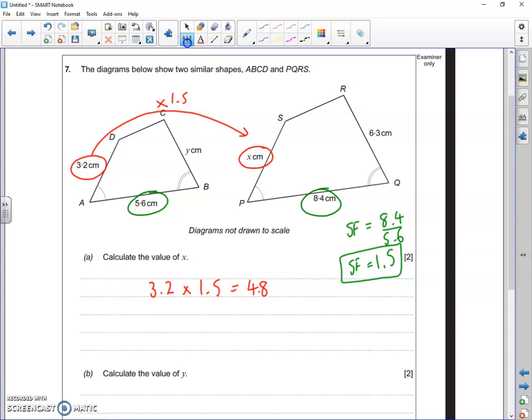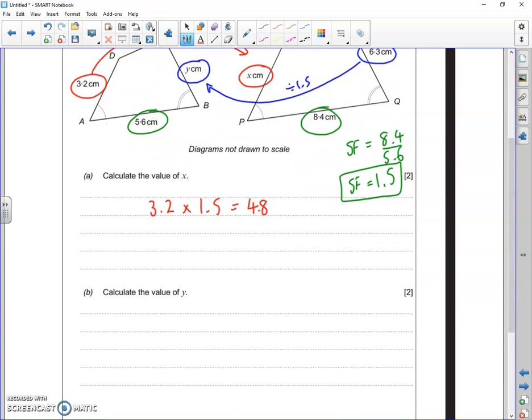So that's x. And then y is corresponding with the 6.3, but y is on the smaller shape. So the easiest way would be to divide by 1.5. So down the bottom there for part B, 6.3 divided by 1.5 is 4.2, and that's centimetres. So that's the easy mark, says 4 marks.